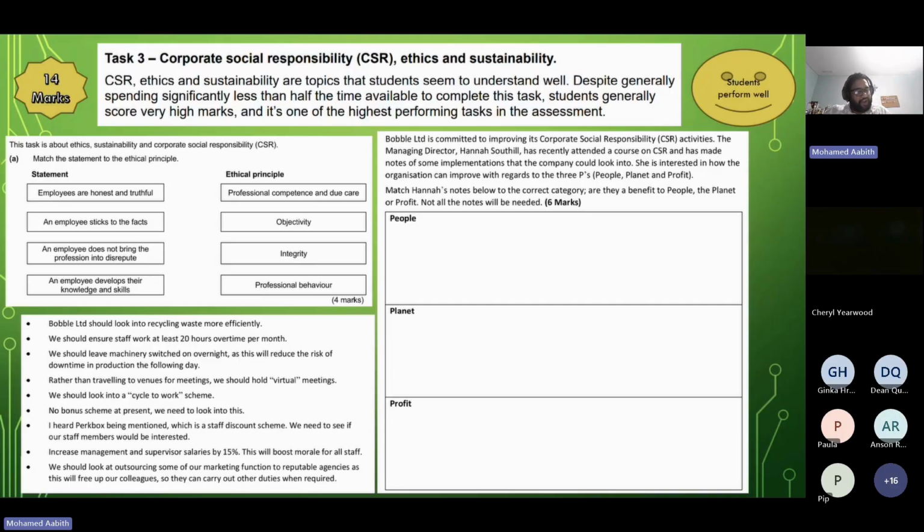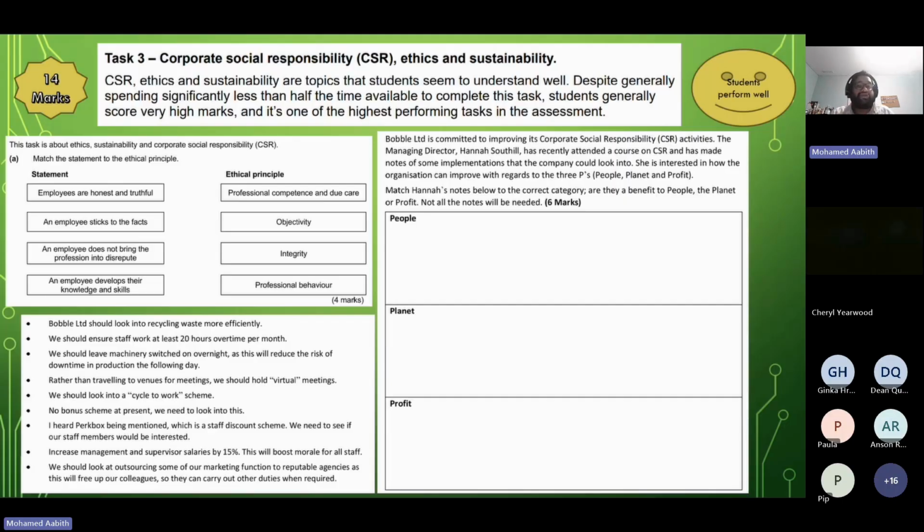Rather than traveling to venues for the meeting, we should hold virtual meetings. Oh yeah, of course. Not a bad idea, isn't it? Because just do that on Teams, guys, instead of all of you having to travel to meet me somewhere in the middle of England. Imagine that happening. I'll probably see one or two faces maximum. But we're doing that online. Everybody has the time.